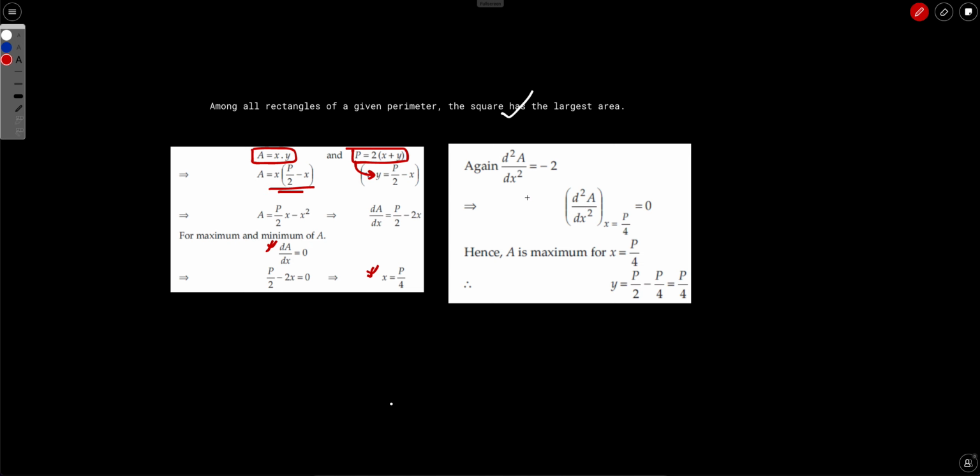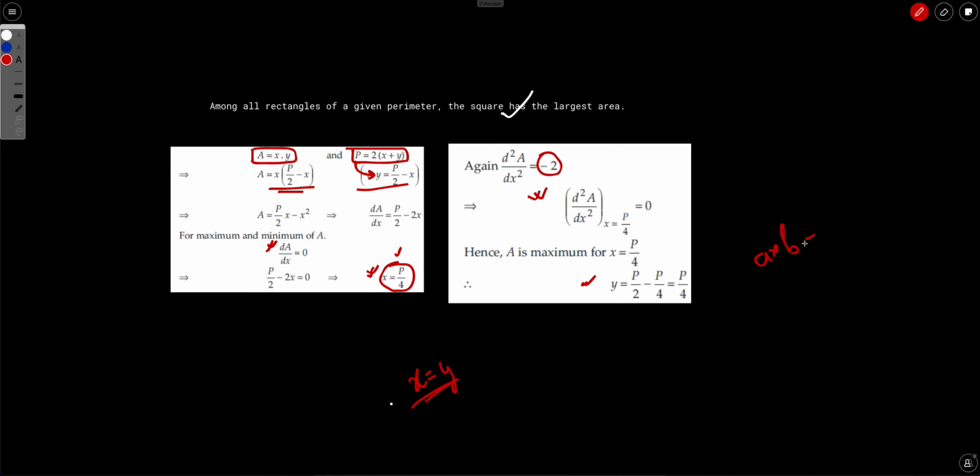Indeed, the double derivative is negative, so it means the expression a equals x cross y is maximized at x equals p by 4. If we put this value of x in the expression, we will get y equals p by 4 as well. So it means the area will be maximized if x is equal to y. That's the basic assumption here. So what we are saying is, we also have to find a cross b such that a cross b is maximized.